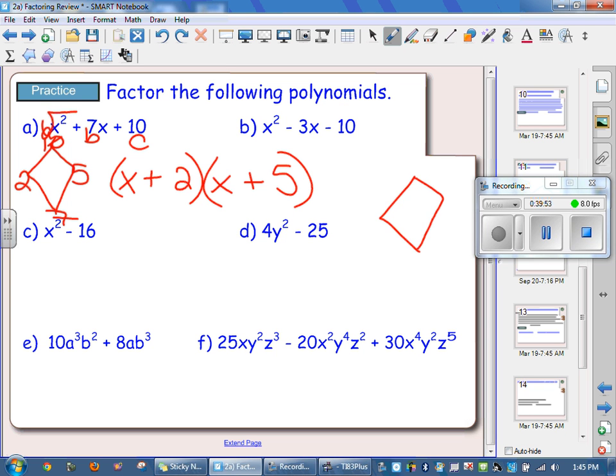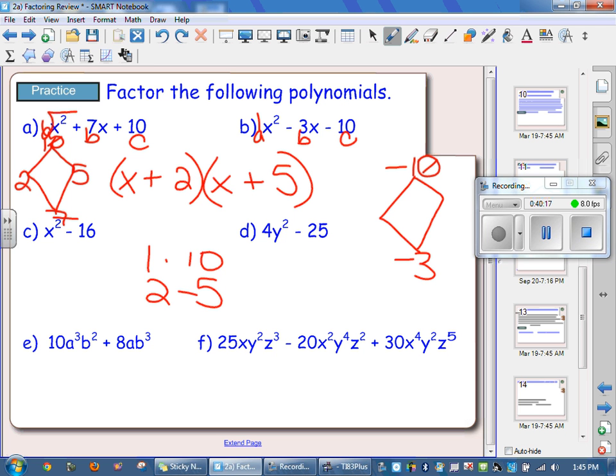Well, again, the only factors of 10 are 1 and 10, 2 and 5. Which one's got to be negative in order to give me a negative 3? The 5 has to be negative. Because when you add them, okay, this will give you a negative 11, or sorry, a negative 9, pardon me. And the one over here is going to give you a negative 3.